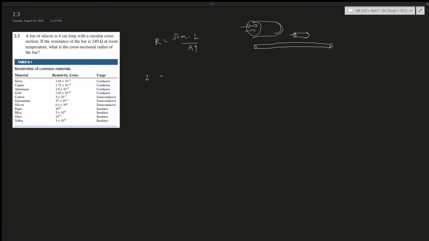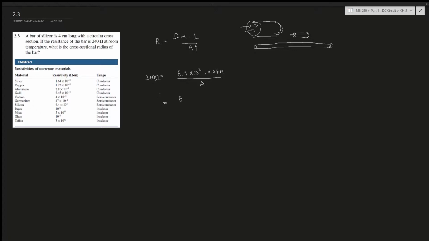All right, so we have the resistance, which is given as 240 ohm, and then the resistivity we have to find, which is provided in this table. Silicon is apparently 6.4 times 10 to the power of 2, so 640, times the length, which is given as 0.04 meters. We have to work in standard SI units, and then divided by the cross-sectional area, which is not given, and is what we're trying to find out.